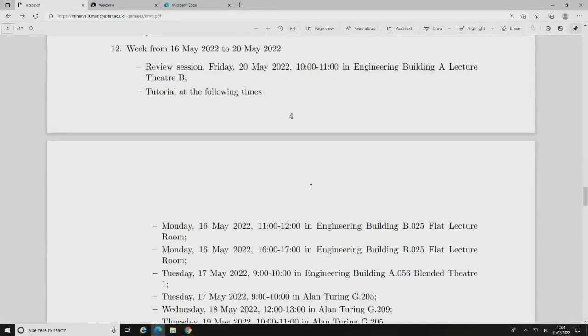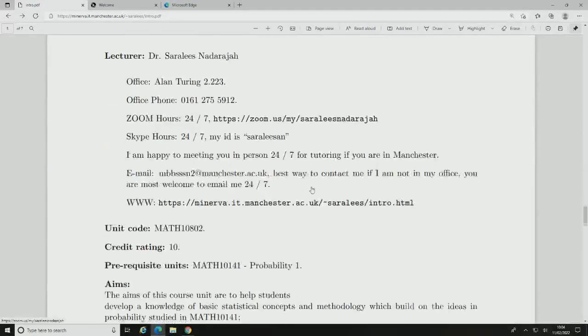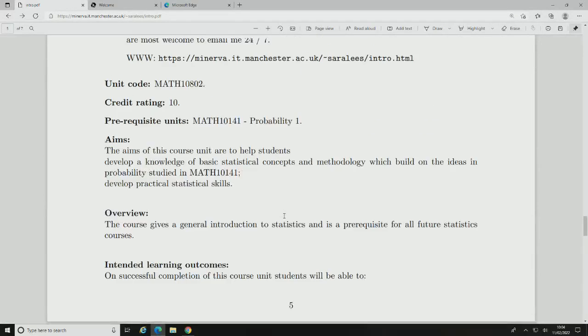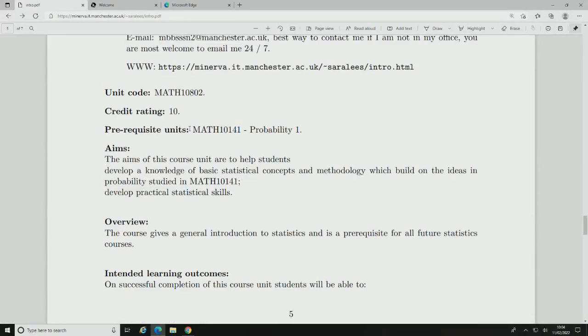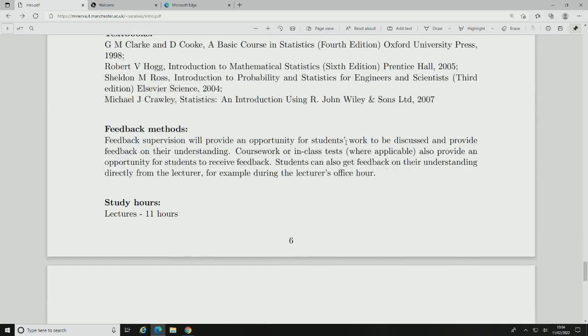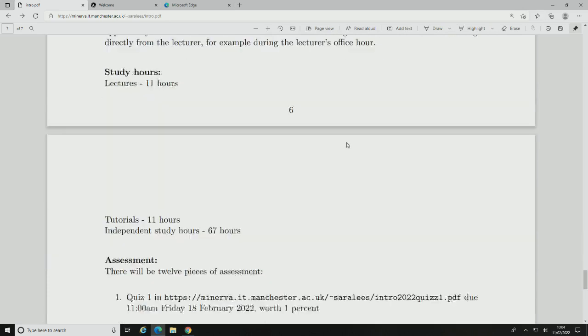Let me talk about now, these are my contact details, as I said before. I hope all of you have taken Probability 1, which is a prerequisite for this course, right? It was a course that was taught last semester, semester 1. And these are contents of the course, feedback.